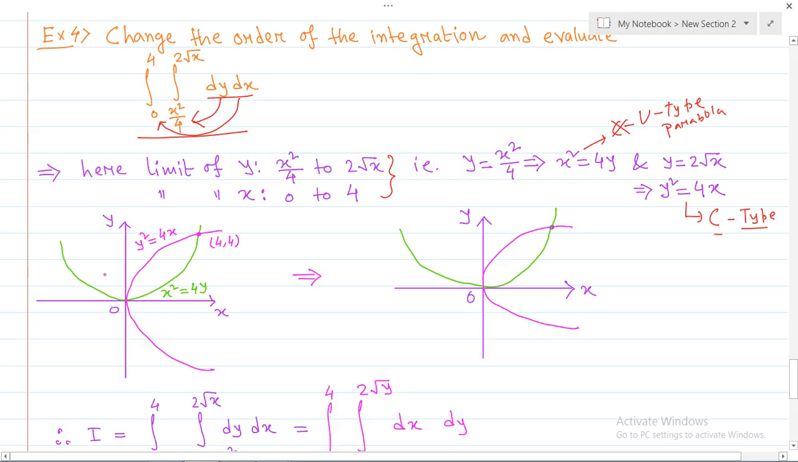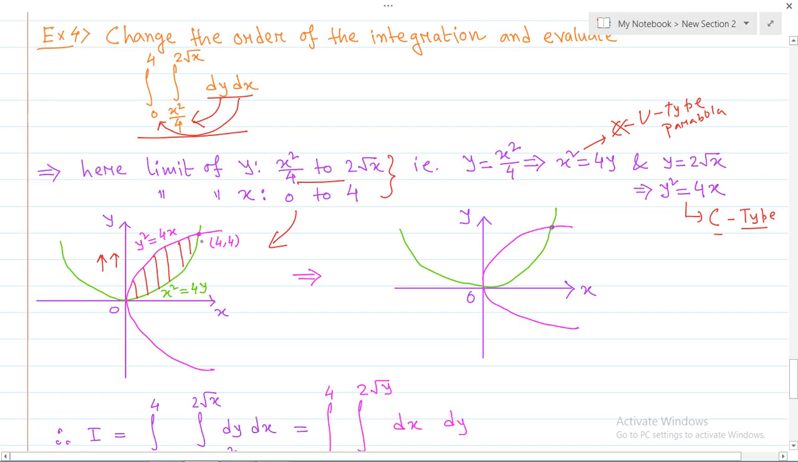Now let us come to this left hand side diagram as per the given limit. Okay, so this is our x axis, this is our y axis, this is the U type parabola, and this is the C type parabola. So in between this portion is our required region. But how to shade this region? Because y is of a variable limit, we have to shade this region by vertical lines.